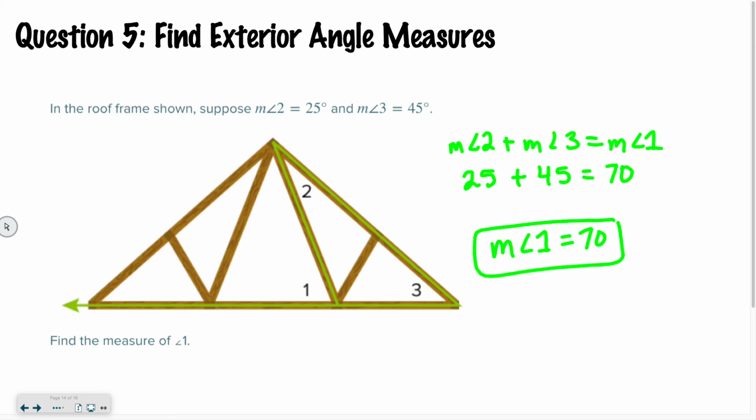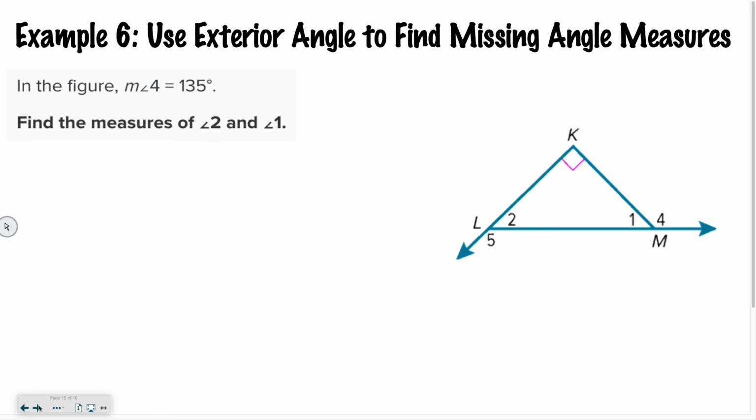Okay, for this problem, hopefully you said 25 plus 45 equals 70, so the measure of angle 1 is 70. If you have questions about that, please be sure to reach out for some help. I'm happy to help you. And let's move on to our last example for today.